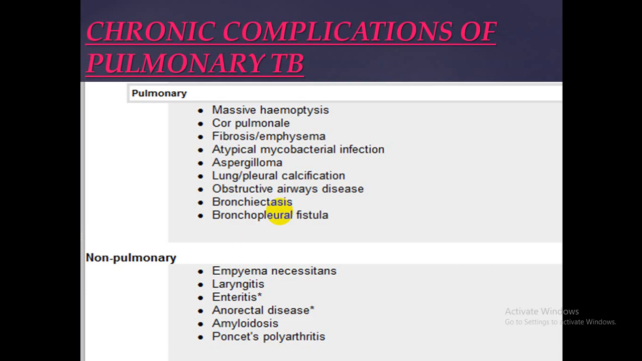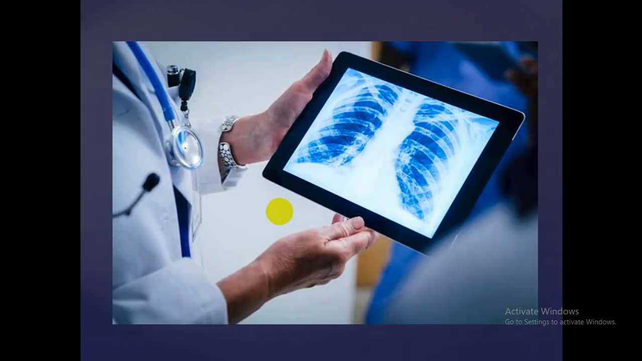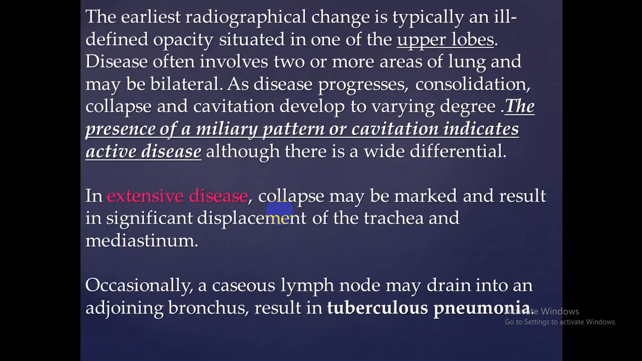Chronic pulmonary TB can cause many complications, pulmonary and non-pulmonary, which sometimes require surgery. Now the X-ray, which is very useful in the diagnosis of TB. The earliest feature of TB is cavitary formation, most commonly in the upper lobe, and it can involve one or two lobes, one or two lungs. As the disease progresses, we can get consolidation, collapse, cavitation to some degree. Very important: the presence of miliary pattern and cavitation indicates active disease, meaning infectious disease. In extensive disease, collapse may be marked with significant displacement of the trachea and the sternum. Occasionally a caseous lymph node can drain into the adjoining bronchus, causing tuberculous pneumonia.